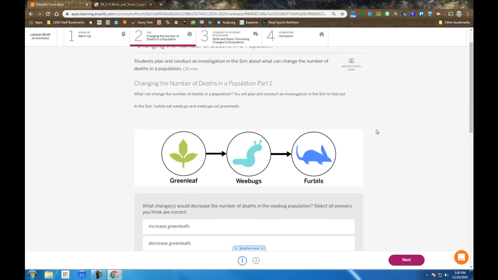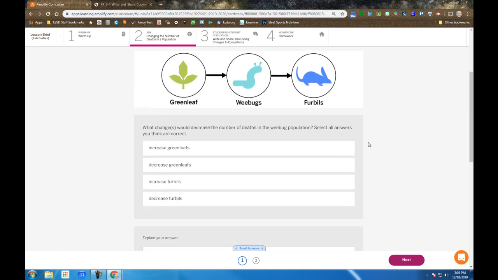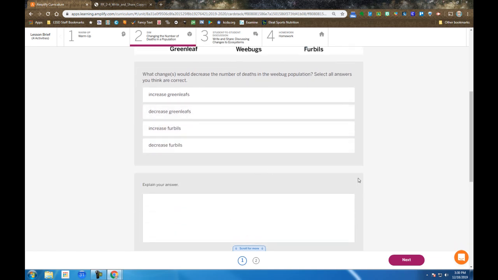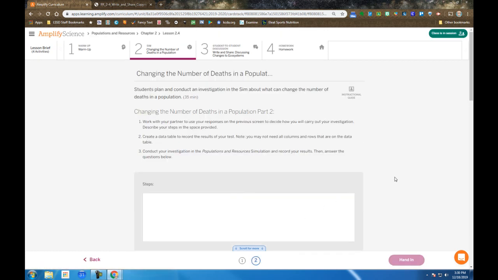And this time you are studying the idea of the number of deaths. In 2.3, it was what causes an increase in births. Now you're studying what causes the number of deaths, and you're asked to come up with some ideas as to what might increase deaths, explaining your answer and then testing that. So step 2 is the main focus of the lesson in terms of time.